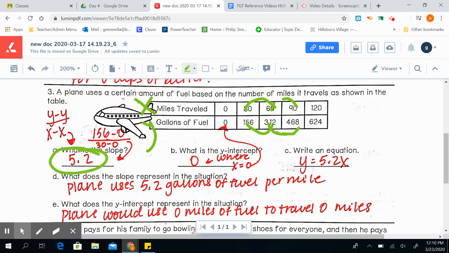Okay, the y-intercept, again, would be the starting point. If we were to graph that, it would be at (0, 0), which is the origin. So that's why it's 0. And again, the equation would be, this time, in the form y equals mx, where y equals 5.2 times x, 5.2 gallons per mile. Remember, we could have plus 0 there, but we don't have to because it doesn't change the meaning of the equation at all.